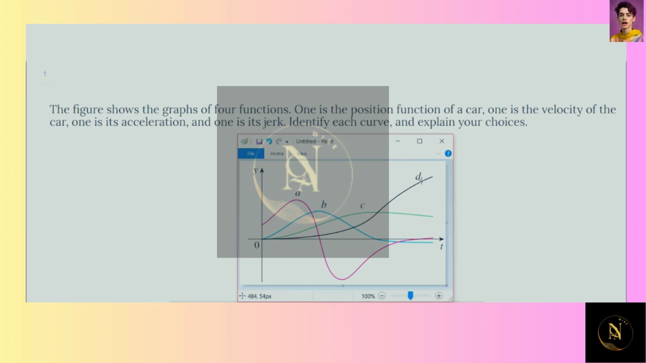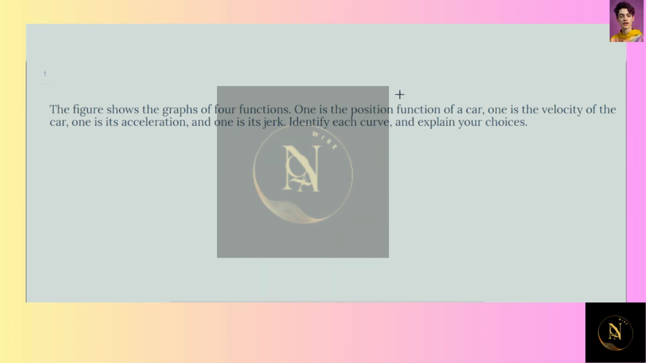So in order, D must be the position function of the car, since it's the first function. D is the position function. C is the velocity function, since it's the derivative of D. B is the acceleration function, and it's the derivative of velocity. And A is the jerk function, jerk meaning the derivative of acceleration. Jerk is the term used to describe the derivative of acceleration. And so all of these choices were confirmed by investigating and analyzing the graph.